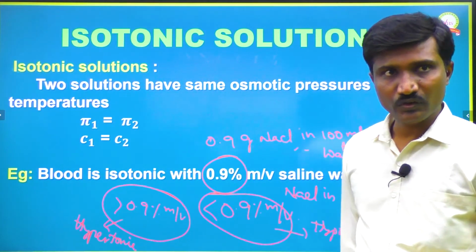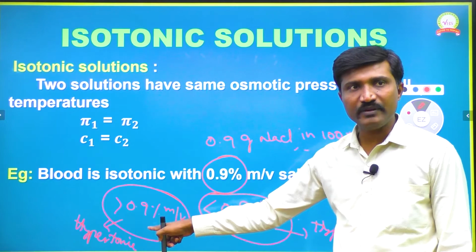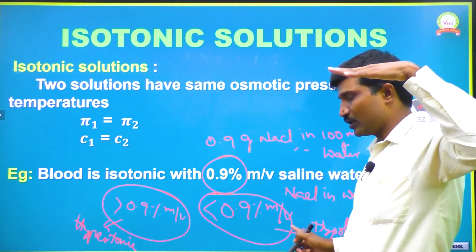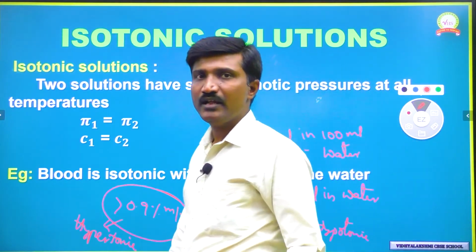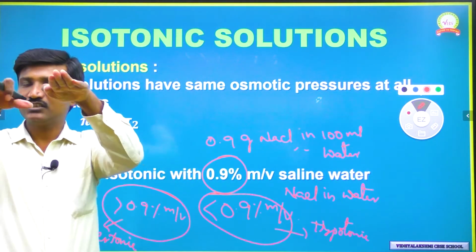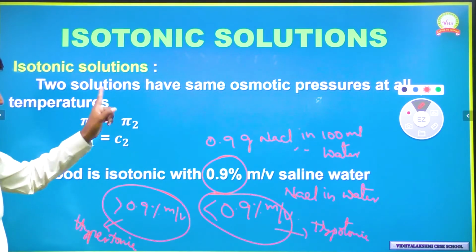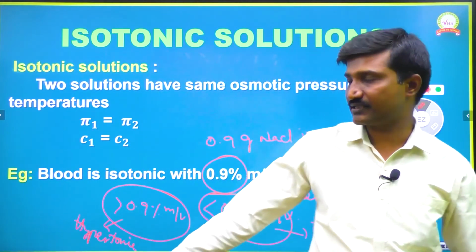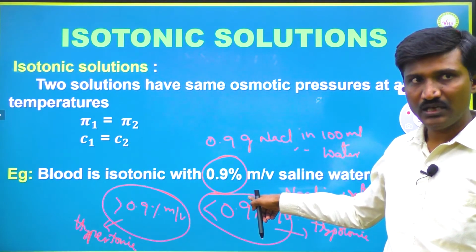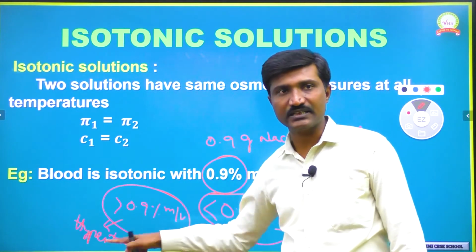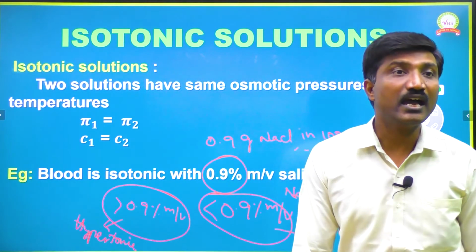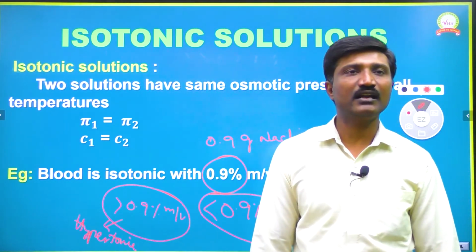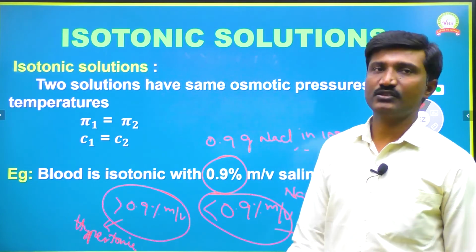Okay. So for a hypertonic solution, that solution's osmotic pressure should be more or less? More. To say hypotonic, that solution's osmotic pressure should be less. Okay, if both solutions have the same osmotic pressure, then isotonic. So blood is isotonic with what percentage of NaCl? 0.9% m by v. If it is greater than 0.9%, then that saline water acts as a hypertonic solution. If it is less than 0.9%, then that saline water acts as a hypotonic solution.